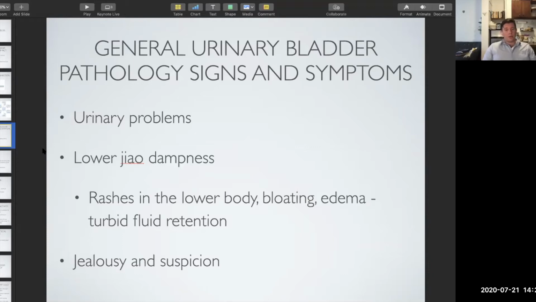And urinary bladder has a strong connection with jealousy and suspicion. I don't have a very complete understanding of why jealousy and suspicion would be related to the urinary bladder, in part because I haven't treated many patients where jealousy or suspicion seem to be major factors. So this isn't something I've really had to think through very much.